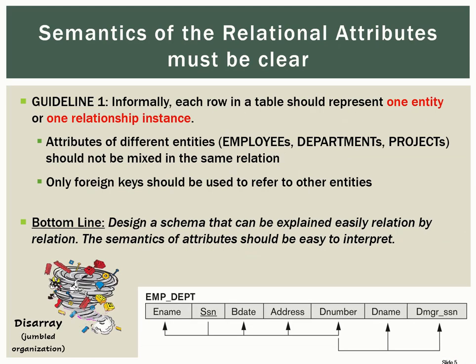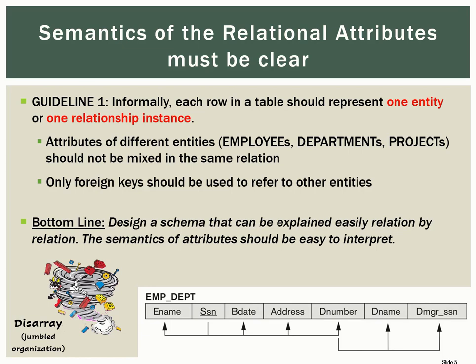Just look at this table at the bottom of the slide. Its name even gives it away. It's the emp-dept table. So it's already telling you that it's mixing and matching employee information and department information into disarray, into a jumbled organization. So this brings us to our first guideline, guideline number 1 of normalization. Every row of a table should represent one entity or one relationship instance.